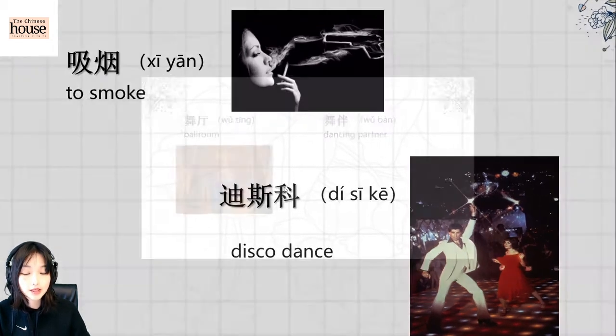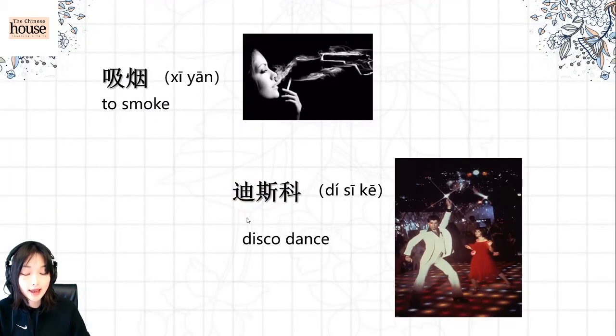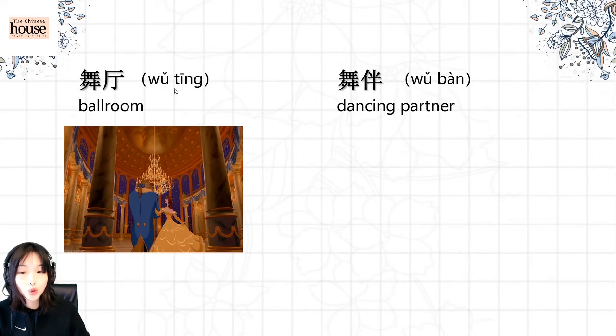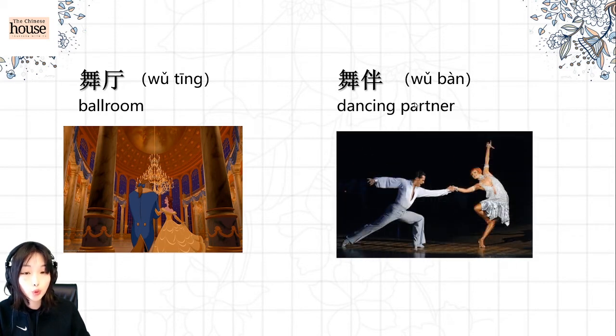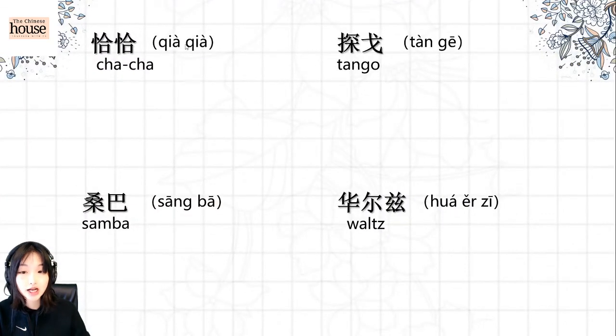And disco dance is just directly translated from the sound of it in English. 迪斯科. And then ballroom, 舞厅, in Chinese it is dance hall. 舞厅. And dancing partner, 舞伴. And cha-cha, 恰恰.